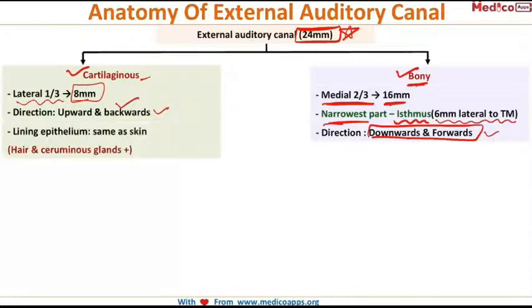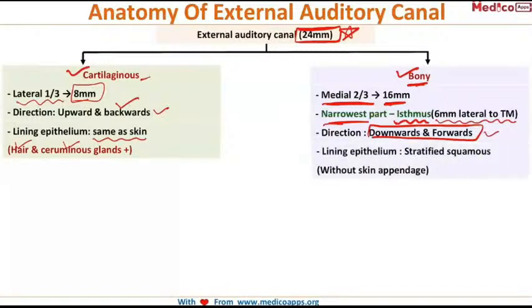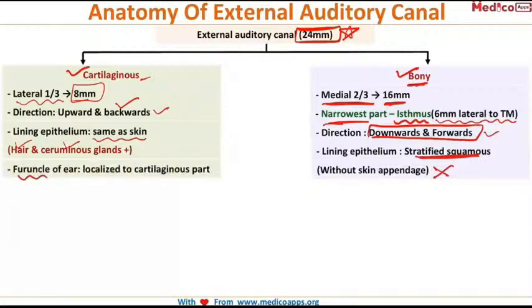Now the lining epithelium for this part is same as the skin, so it will have hair and ceruminous glands as well. Okay. Then the lining epithelium for the bony part is stratified squamous epithelium and there are no skin appendages present. Okay. Now furuncle of the ear, we all are familiar with this. It is localized only to the cartilaginous part of the ear.